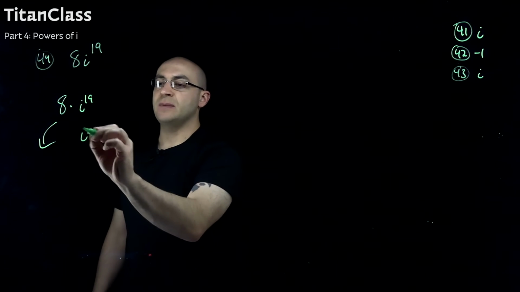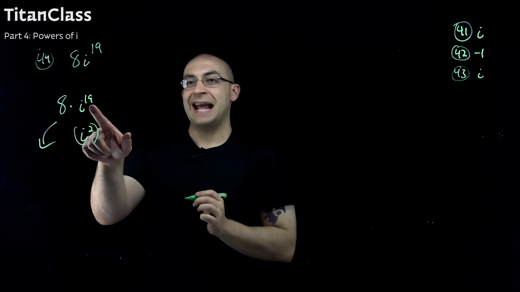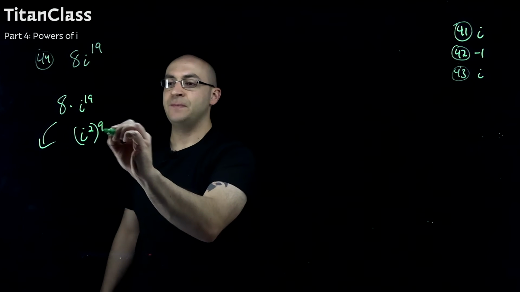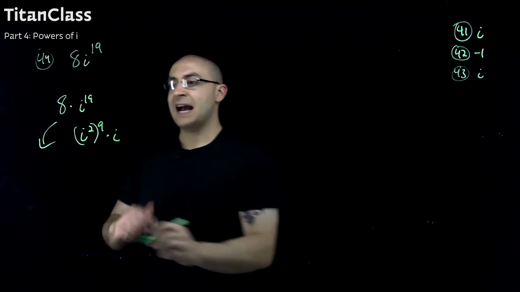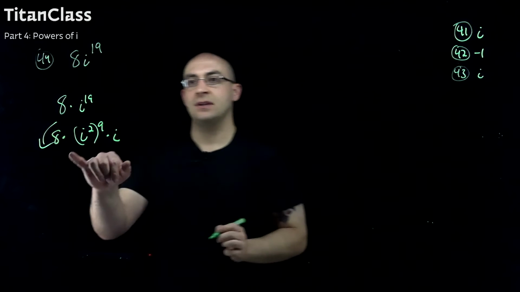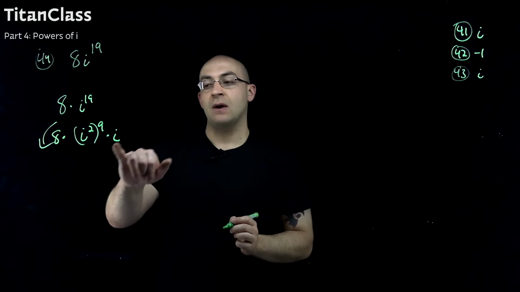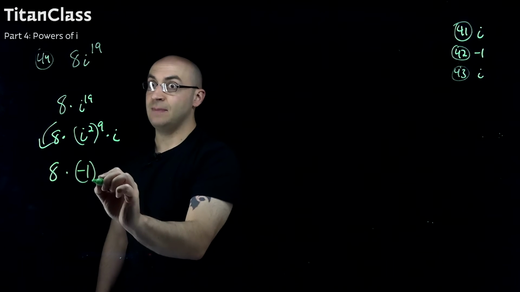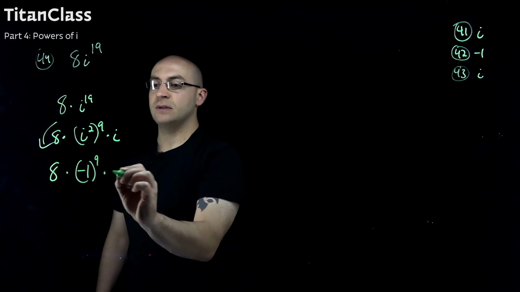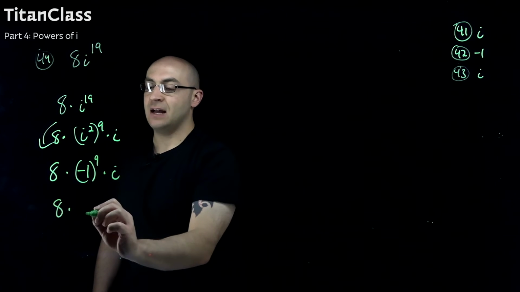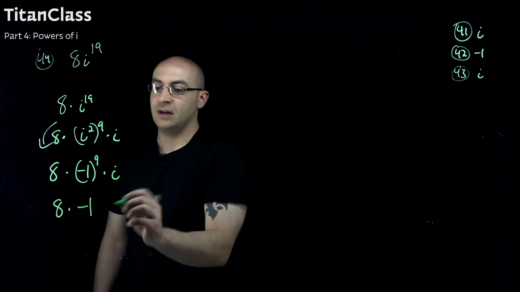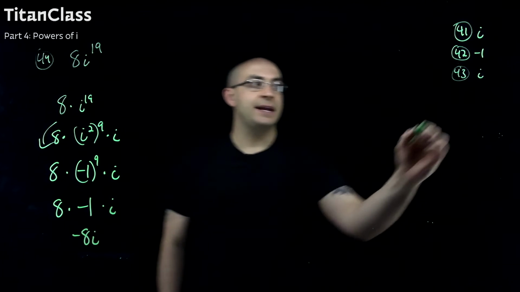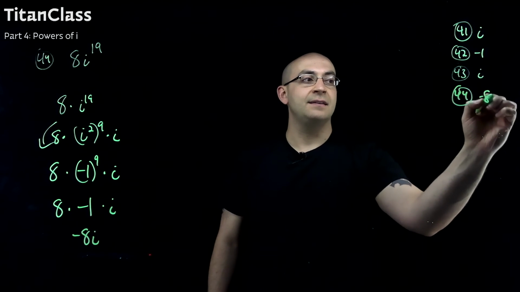i to the 19th is going to be i squared, but I want 18, right? Because I can't divide that evenly. So 18 divided by 2 is 9 times i. So this actually says 8 times the quantity of i squared to the 9th power times i. So this is 8 times -1, keep it in parentheses, to the 9th power times i, or 8 times -1, because I have an odd power, times i, or -8i. So my answer for 44 is -8i, right?